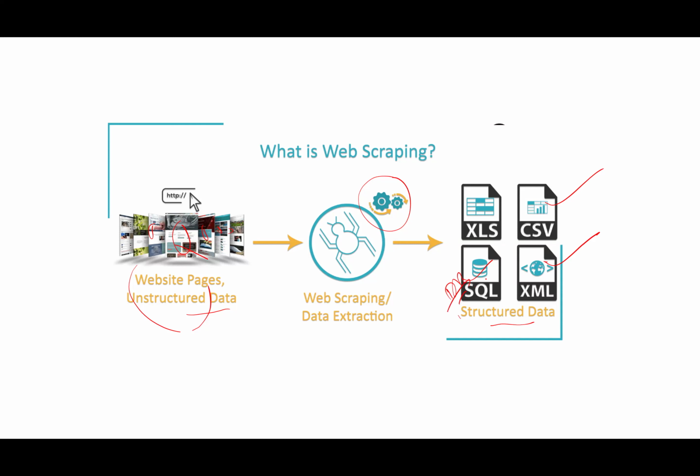SQL is a programming language. Basically, we call it structured query language, which is used to extract the data from the database. Excel is a file. XML is also a file. These are the storage places where we store the data after web scraping. Hope you understood the definition of web scraping and what web scraping basically is.